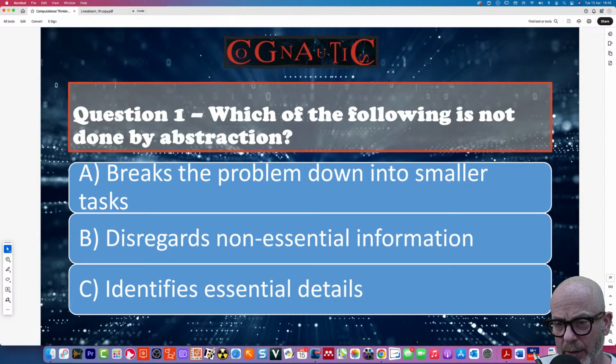Okay. Let's try this one. Which of the following is not done by abstraction? And the answer is, of course, breaking down the problem into smaller tasks. Let's try one more.